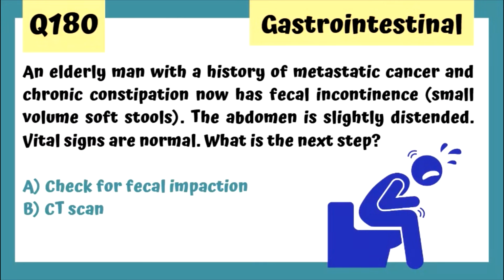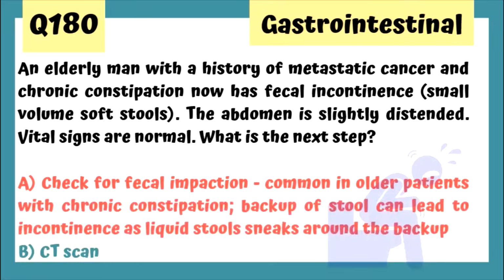180, an elderly man with a history of metastatic cancer and chronic constipation now has fecal incontinence. The abdomen is slightly distended. Vital signs are normal. What's the next step? So liquid is kind of making its way around the impaction. So here we check for fecal impaction. That could cause incontinence. All right, so I say over here.